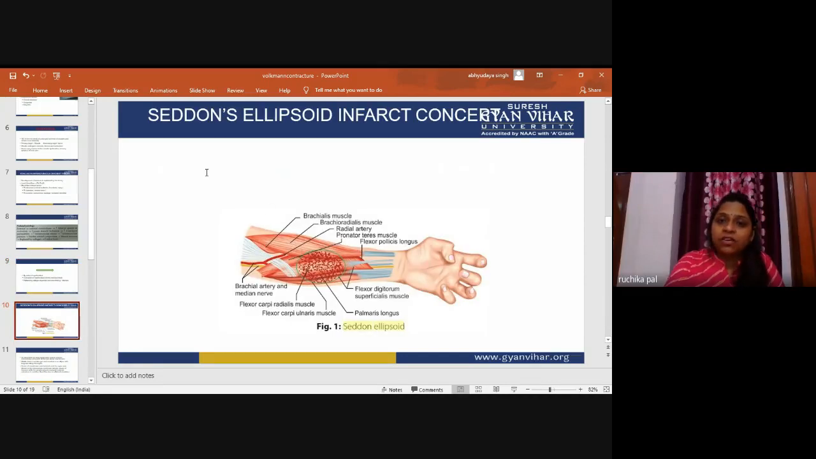So these are the muscles involved: brachialis, brachioradialis, and the radial artery. The radial artery is not involved, but it supplies all these muscles. Also flexor pollicis longus, brachial artery, and median nerve, flexor carpi radialis, flexor carpi ulnaris, flexor digitorum superficialis, and palmaris longus.